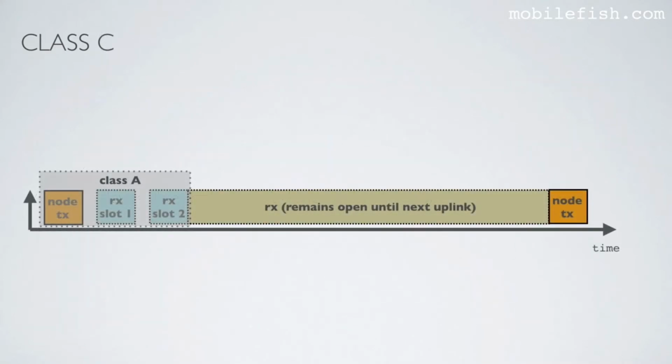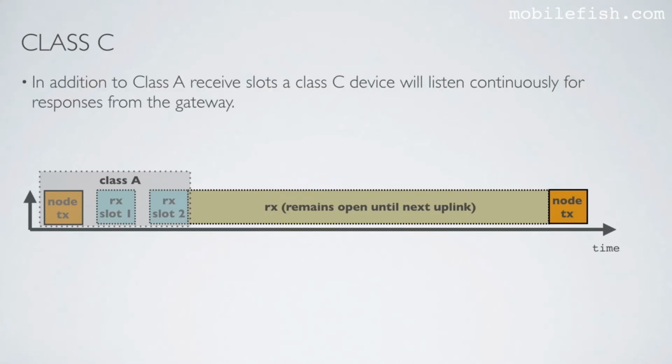Last, let's look at Class C devices. In addition to Class A receive slots, a Class C device will listen continuously for responses from the gateway. As you can see over here, Class C devices also incorporate Class A behavior with its standard 2 receive slots.